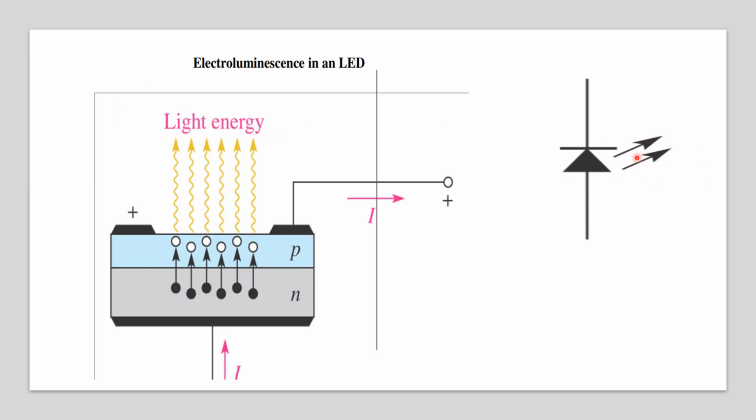So this is the symbol for the LED. A normal PN junction diode emits light. So the arrow mark indicates the light. It emits light, so light is released from the junction. So from the junction, this is the symbol of the LED.